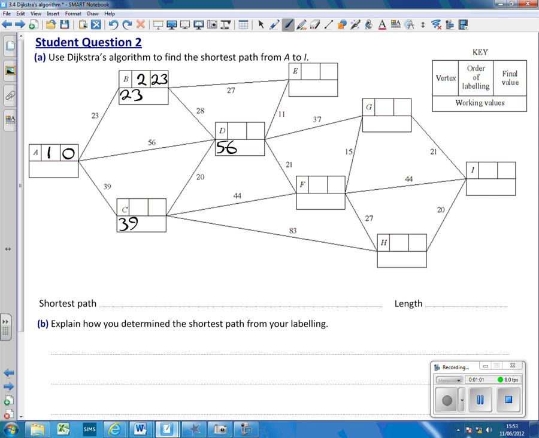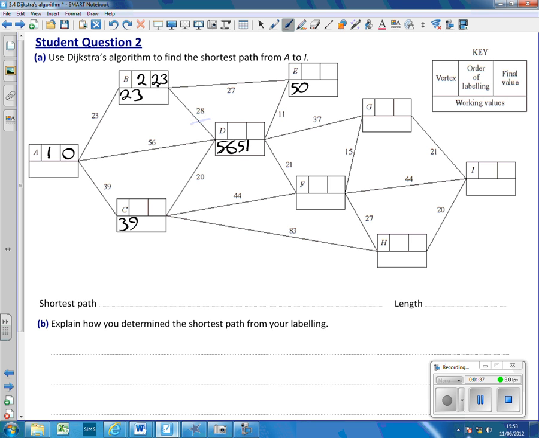Now that B is in our solution, we can now connect to E and D. You've got to make sure that you consider all the edges which are leaving B. So we can get to E for the first time in 23 and 27, so 50, and we can get to D via a different route in 23 and 28, so that's 51. That does represent an improvement.